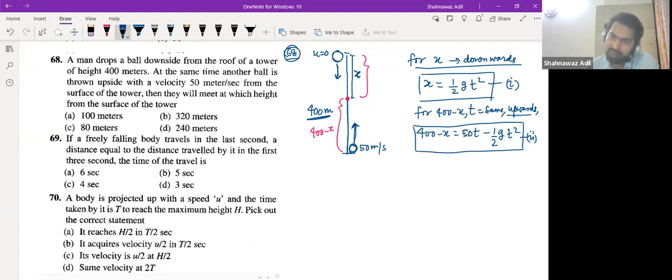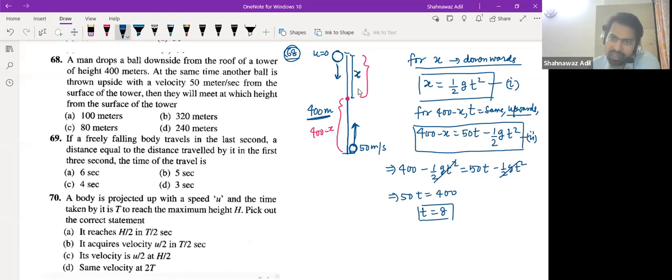Sir, we can put this x in place of the first equation. Yes, absolutely right. So this would be 400 minus x is half g t square, and then this is 50t minus half g t square. So what is canceling? Half g t square. So then we have 50t equals 400, so t will be 8. So t is 8 seconds, right? So at 8 seconds they will meet.